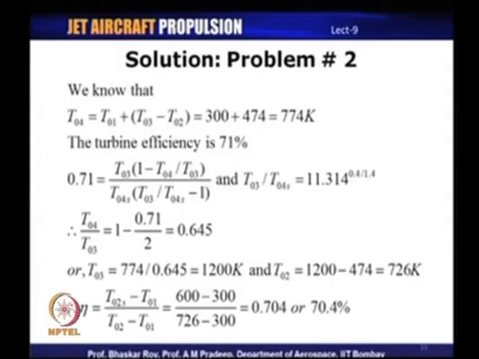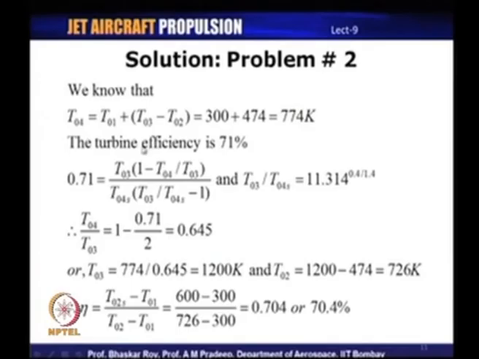The next step is to calculate the corresponding temperatures, so that we can determine the efficiency of the compressor. Now, from our first equation, equating the work output of the turbine to that of the compressor, we can also write T04 as equal to T01 plus T03 minus T02. T01 is known as 300 Kelvin, given in the problem, plus the difference T03 minus T02 we just calculated, which was 474. So, we get a total temperature of 774 Kelvin.